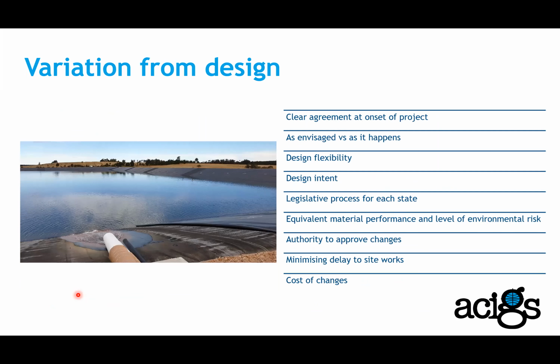And finally, variation from the design. So we need to have clear agreements at the onset of the project about those variations. What are our tolerances? What are acceptable tolerances? Because as envisaged versus as it happens, the designers have envisaged something, and what happens on site is something different. So we need to have that sort of link between the stakeholders so we can have a clear understanding.